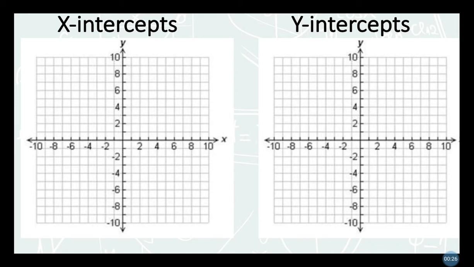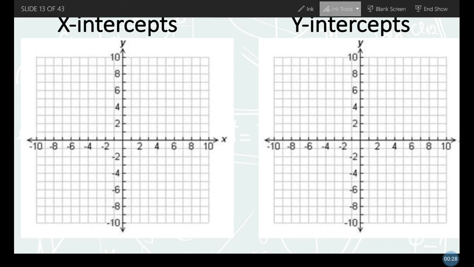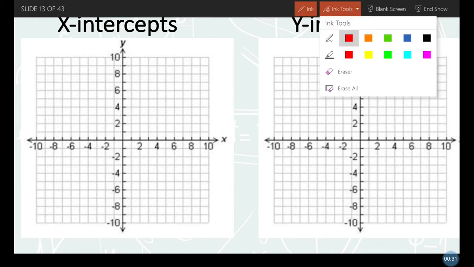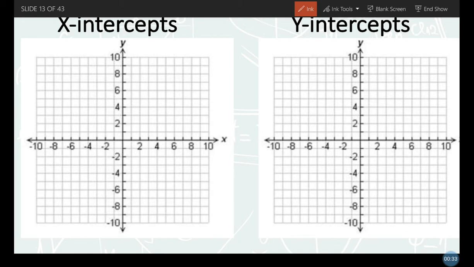So what is an X-intercept? What is a Y-intercept? An X-intercept is wherever the graph crosses the X-axis. Hopefully we remember this is the X-axis, this is the Y-axis. So if I have a graph, let's say like this, the X-intercept here would be at 6. And that point is actually the point (6, 0).